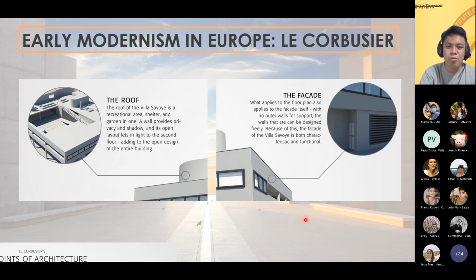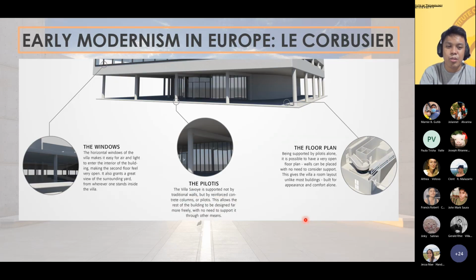So, the roof, again, no? The roof, pwede siya magamit as recreational area, at the same time shelter and also garden. So, the facade is a free facade. What applies to the floor plan also applies to the facade itself. So, the windows, or the horizontal windows, what we call the ribbon windows. The pilotis, and the free plan or the floor plan.